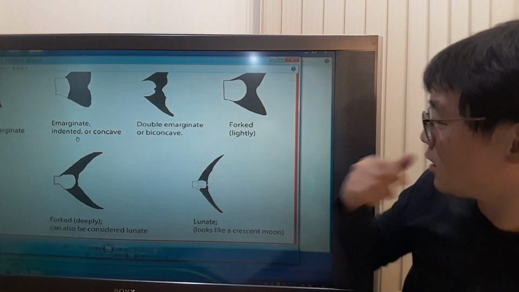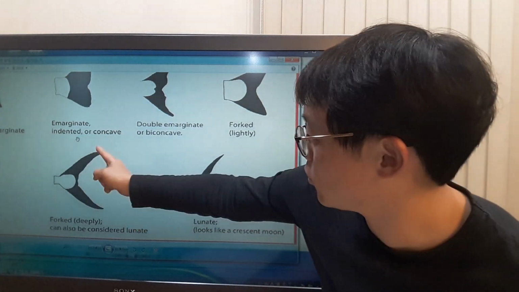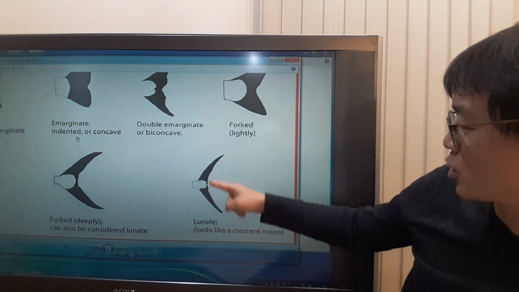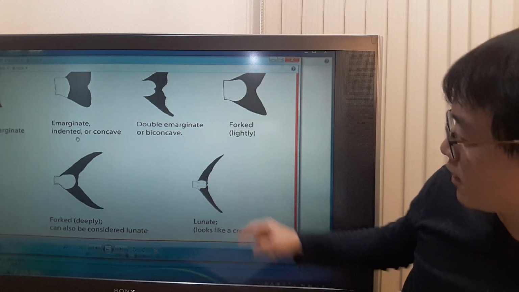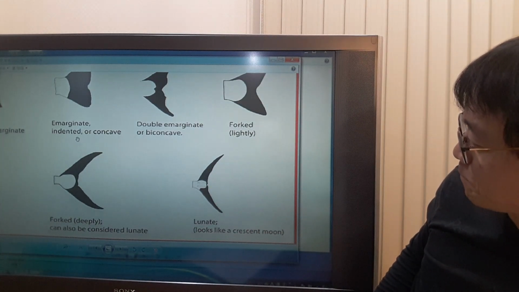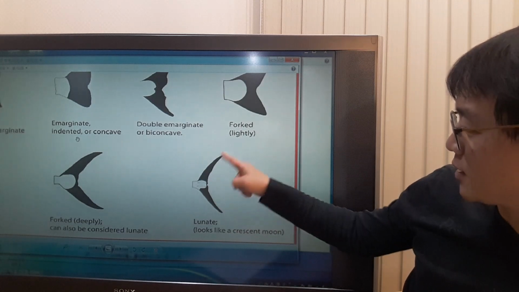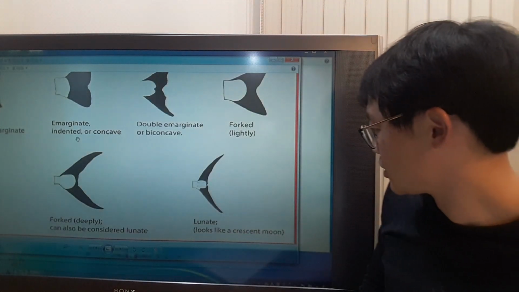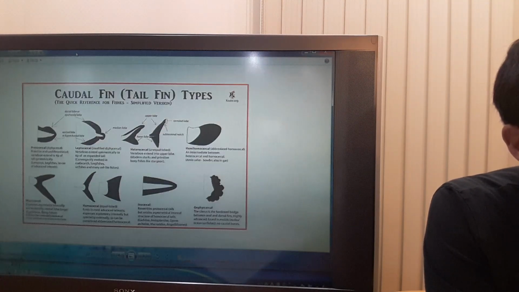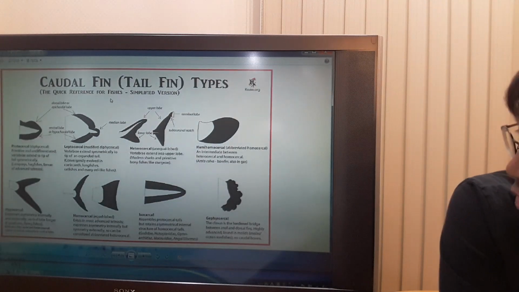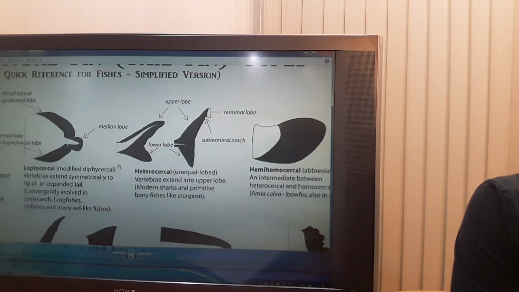Lunate. If you look at the forked and lunate, this is less wide. Okay, and it looks like a crescent. Okay, the crescent moon. So these are the kinds of caudal fins of fish. And let's look at some more.